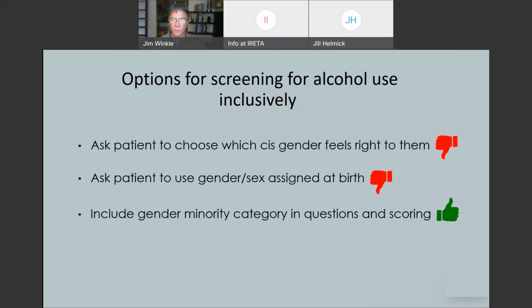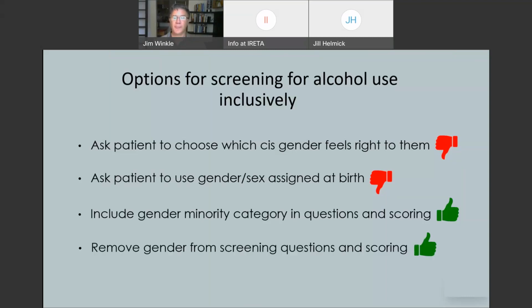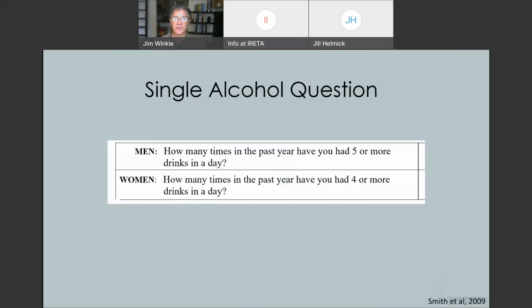So what can we do? Well, we can really do one of two things or both. We can add a gender minority category to the questions and/or scoring guides, or we can remove gender altogether from the questions and scoring guide. Both of those things are ways to make our screening tools inclusive. So those are concrete ideas. Let's go back to that single alcohol question with good validity for men and women that I alluded to earlier. Knowing what we know with that Fuente study on non-binary and trans folks, what could we do? Well, what if we did this?